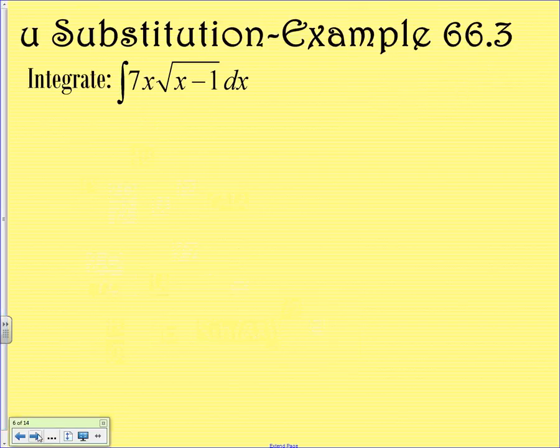Okay, so let's look at this one. Again, we're going to use u substitution. Any ideas what we want our u to be? We want it to be x minus 1 because that's what's in our radical. And I can go ahead and take the differential, and I'll get du equals dx. So this one's a little bit different.